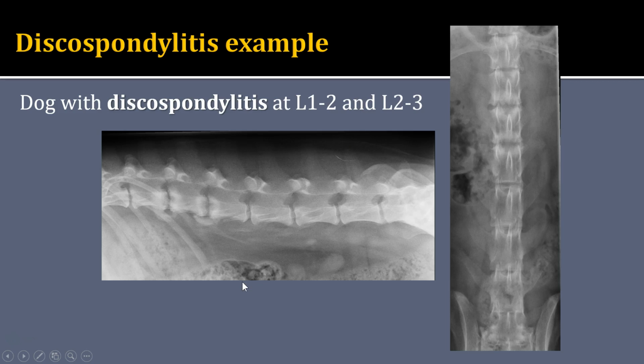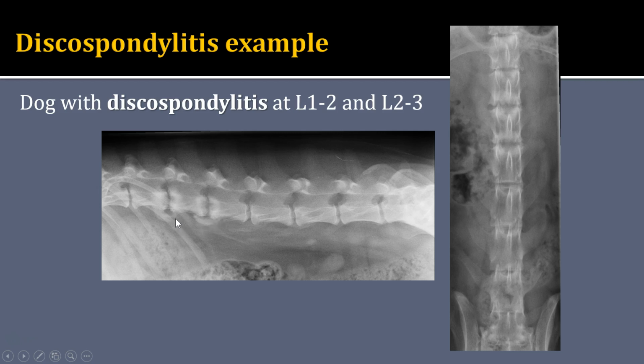Here's a patient that has two sites of discospondylitis. In this patient, they actually are adjacent. When I look at L1-2 here, I have lysis of the caudal end plate of L1 and lysis of the cranial end plate of L2. Similar end plate lysis is occurring at L2-3 as well. And then notice there is poorly defined sclerosis and poorly marginated periosteal proliferation.